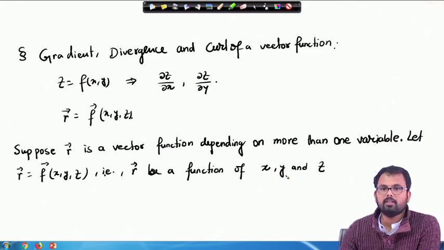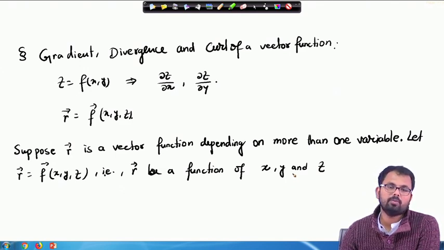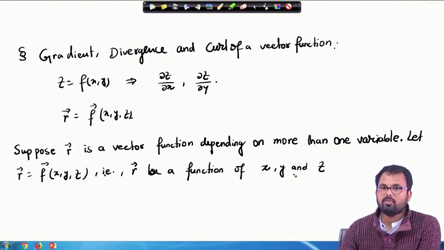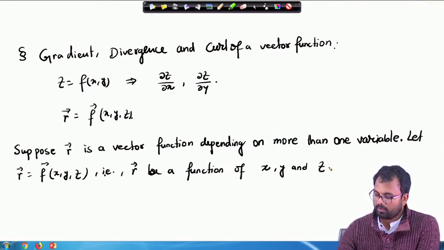You can imagine a vector function of the type 3x square z times i plus y square z times j plus z square x times k. That can be one possible vector function. Any vector function r of these scalar variables can be of that form.